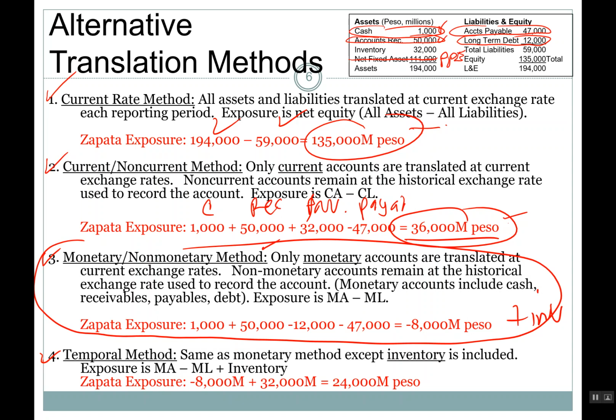So that's it. Those are the 4 likely or possible translation methods that could be used to determine which accounts keep the old exchange rate and don't have gains or losses, and which one uses the new one.